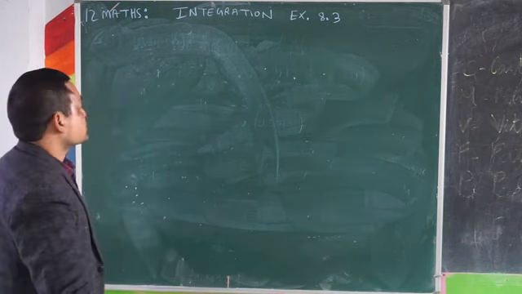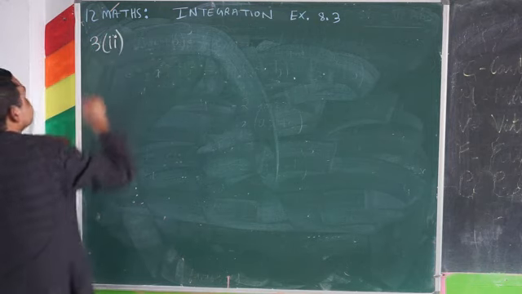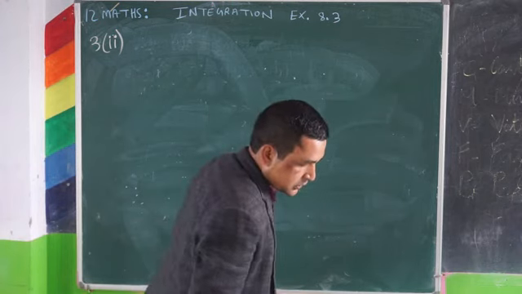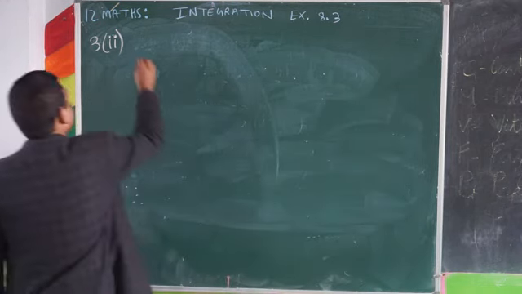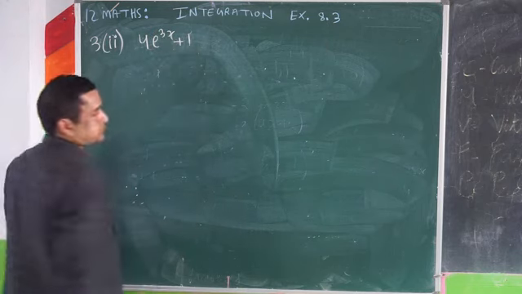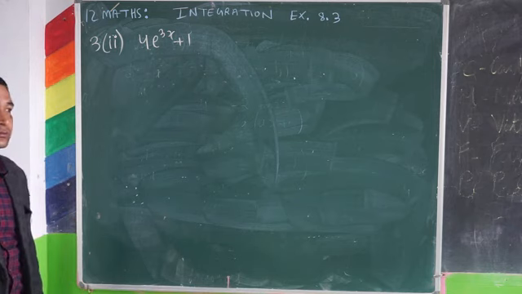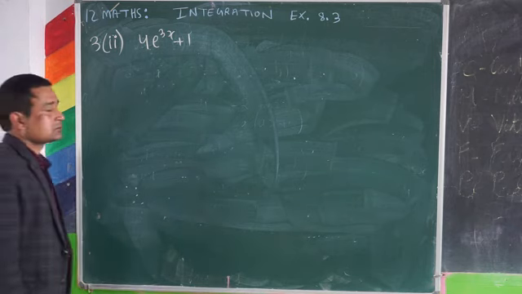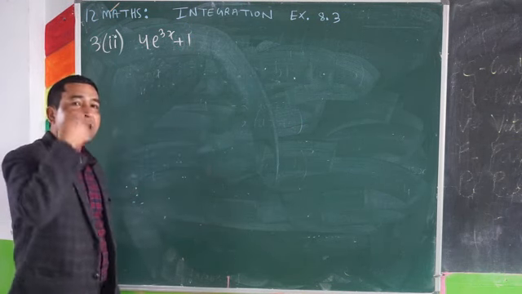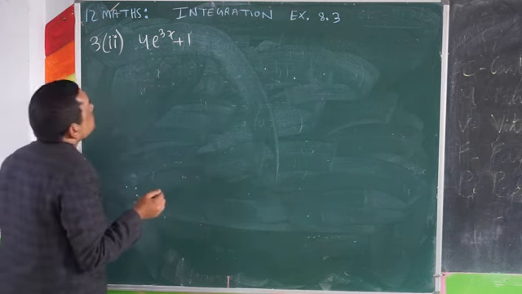Three, solve question 2. Solve question 4: e to the power 3x, 4 e to the power 3x plus 1. Okay. Now this is the answer. From this answer, we need to get the questions, or guess the questions. Okay.